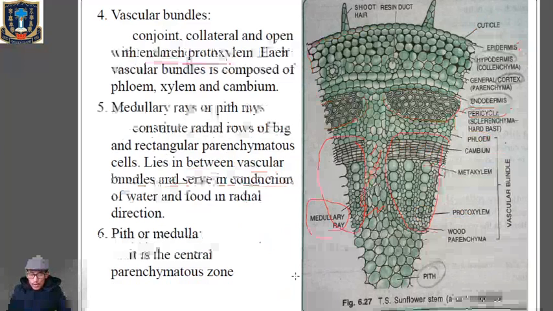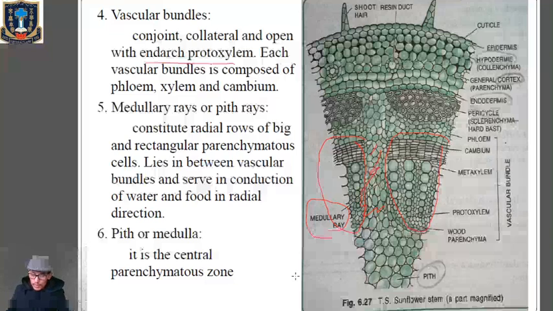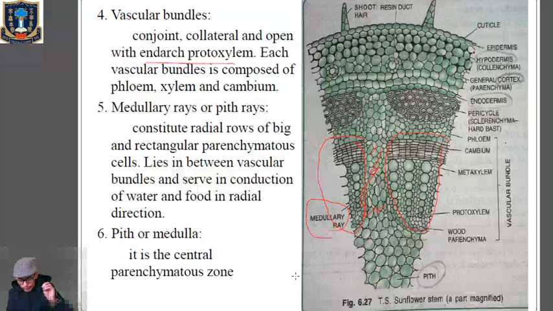Now the next part is the pith or medulla, which is the central parenchymal zone, and in case of sunflower, it will occupy the major portion of the stem. These parenchymal cells are living cells, thin walled and rectangular with conspicuous intercellular spaces. So pith or medulla means the center of the stem, and here it is made up of parenchyma cells. So here we have finished the structure of the internal part of the dicot stem.